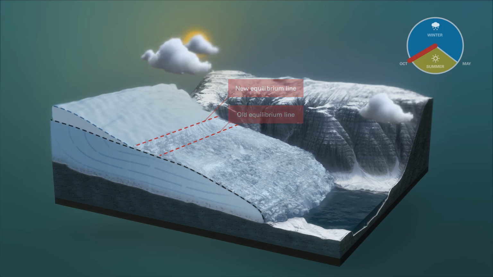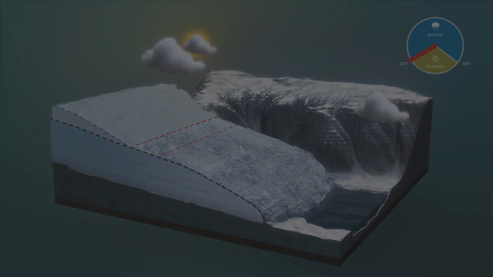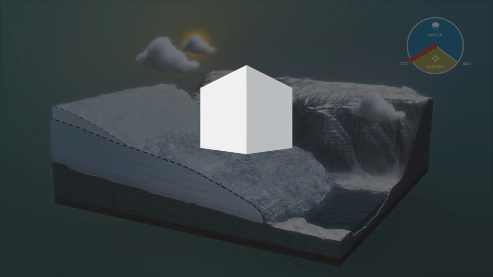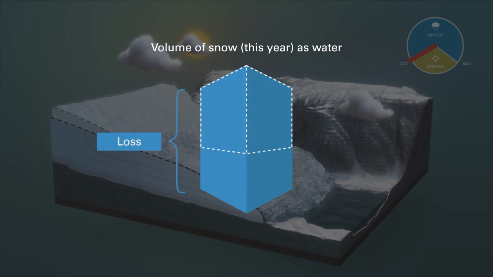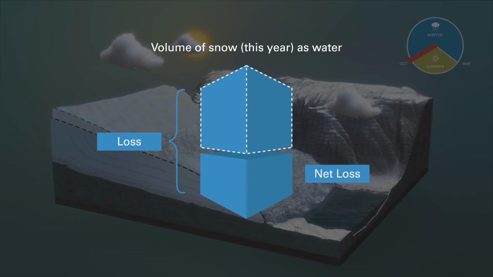Let's look at the assets. The volume of the total of new snow this year was a large cube-shaped block, calculated as water. The volume of water lost from the glacier as a result of melting was a cube of this size. In comparison, it's evident there has been a large net loss of mass from the glacier. As a consequence, there is a deficit this year.